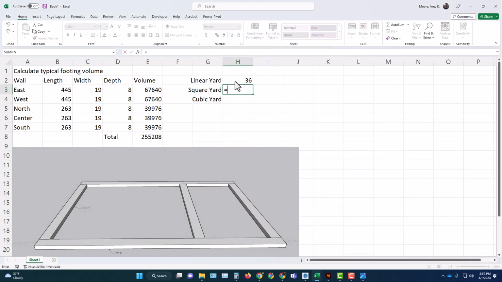A square yard is 36 times 36, or 1,296 square inches. And a cubic yard is 36 times 36 times 36 inches, or 46,656 cubic inches. We could divide this number by this number.